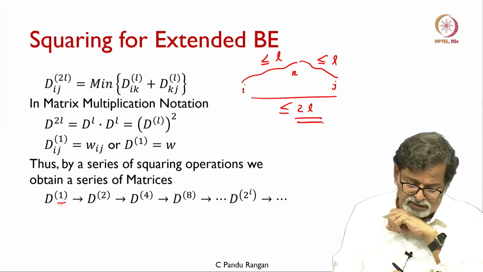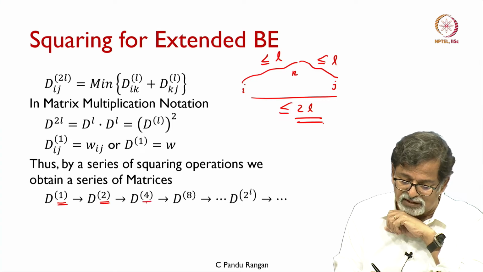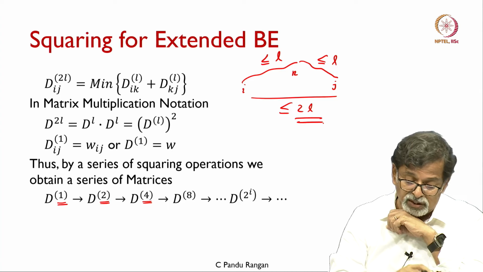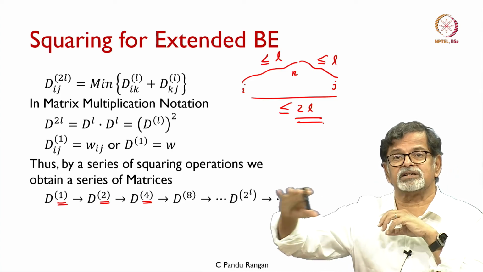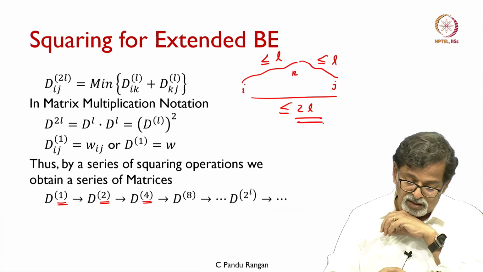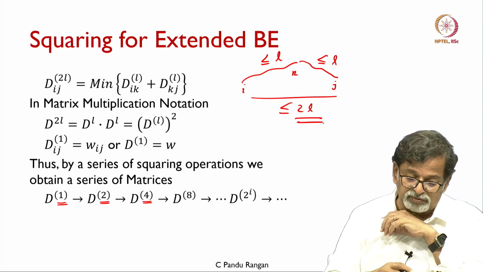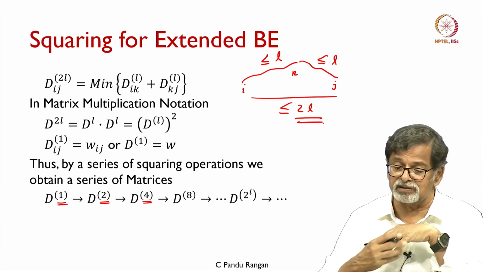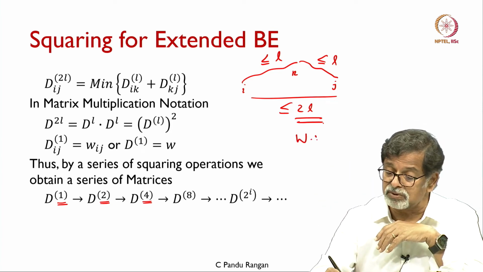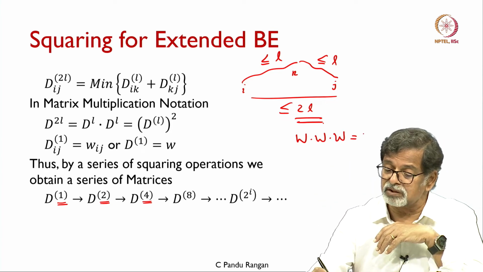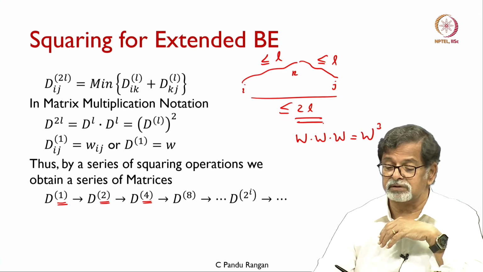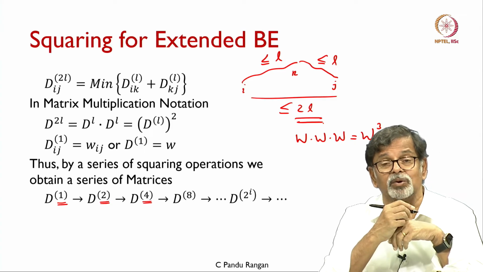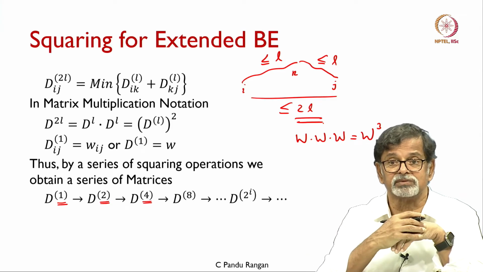The notation with parenthesis in the top defines a sequence of matrices. So D1, D2, that defines a sequence of matrices. The notation of a matrix without the parenthesis is the power of the matrix. For example, W times W times W is W cube. This is a matrix multiplication done twice, in other words W cube.